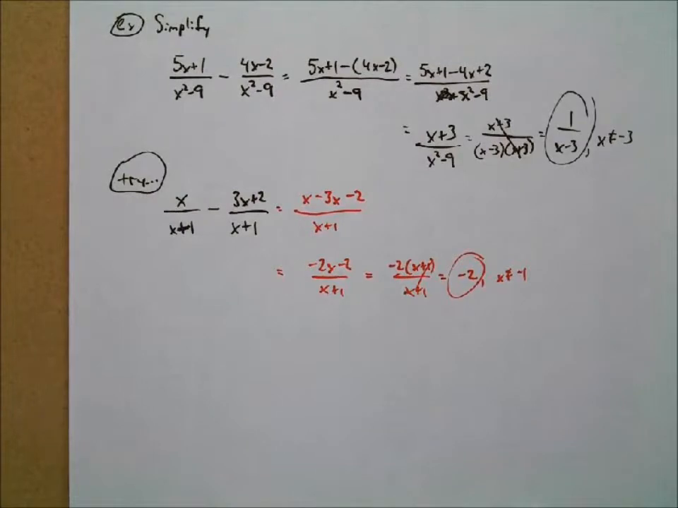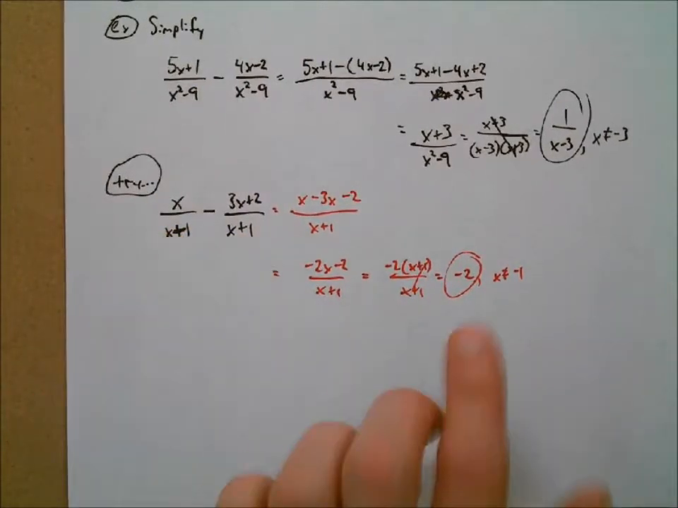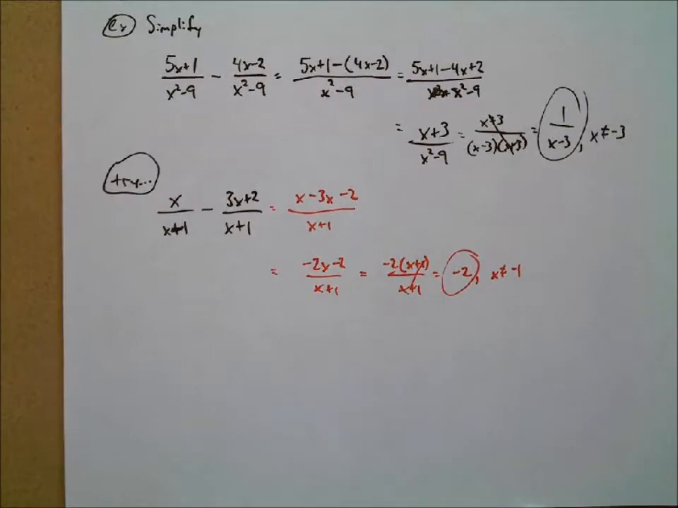There it is. And of course, stipulation there, as long as x is not equal to negative 1. This has a problem at negative 1. This does not have a problem at negative 1. So they're not quite exactly the same, but when we say equal, equal should mean equal in mathematics, right?